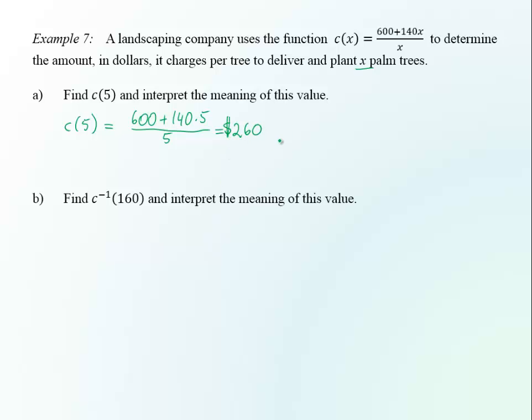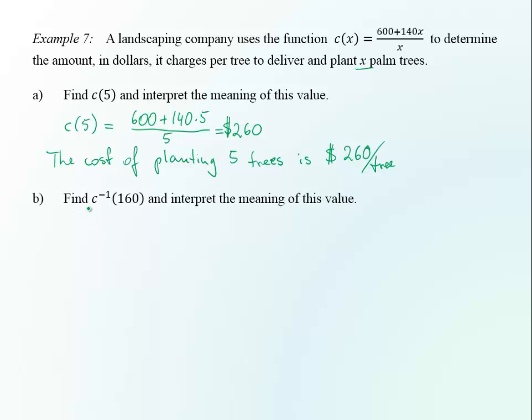So again, the meaning of it is the cost of planting 5 trees is $260 per tree. That doesn't mean that we pay just $260. It's 260 times 5 trees, the overall cost for us. But if we order 5 trees to plant, they will charge us $260 per one tree.